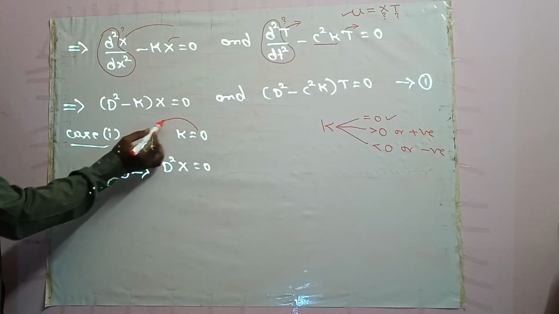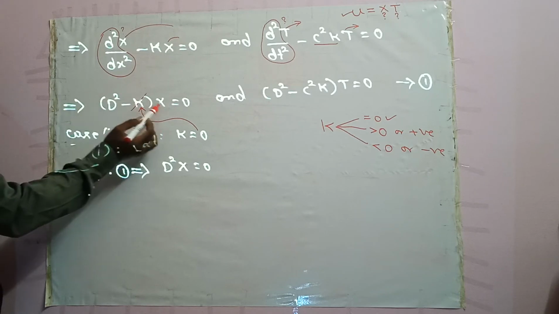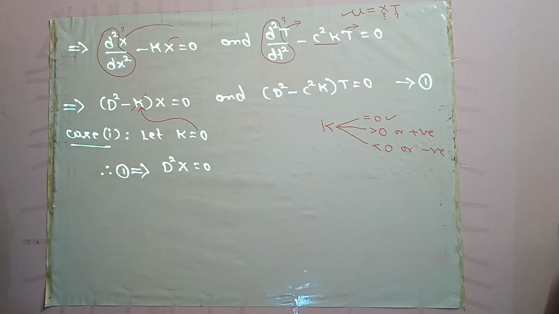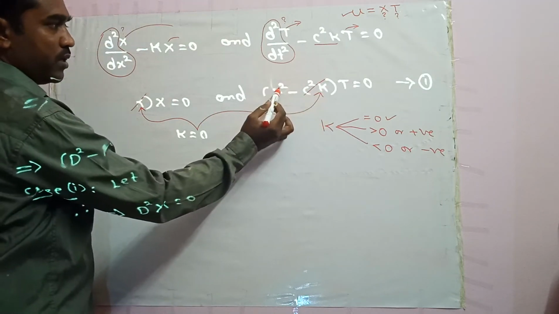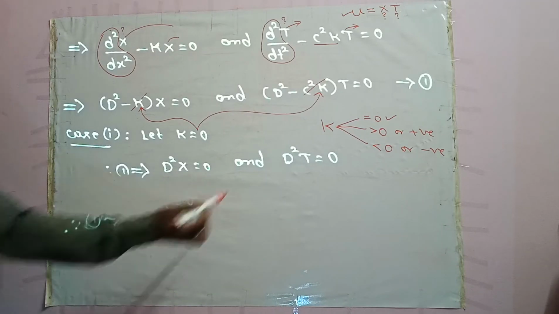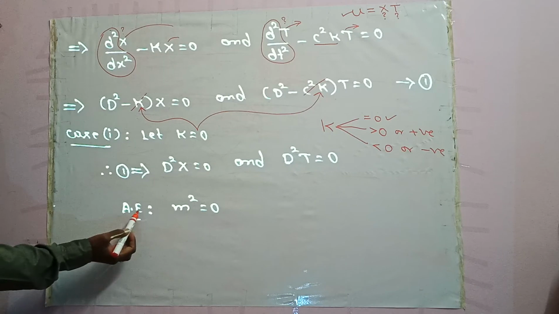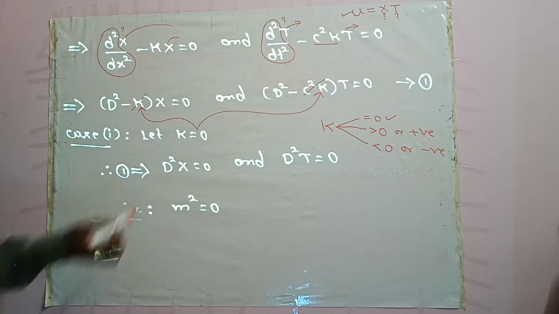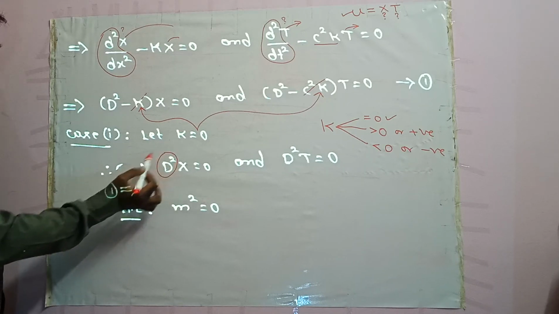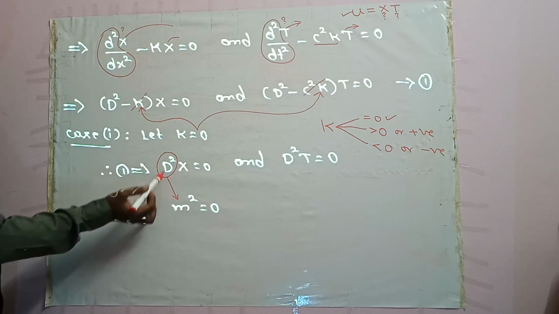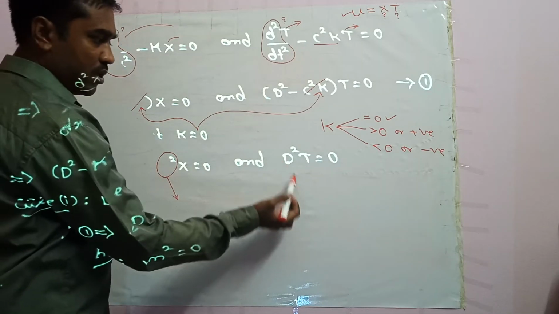If you take k is equal to 0 here, this goes to 0. What remains? D squared X is equal to 0. If you take k is equal to 0 here, this goes to 0. What you get? D squared T is equal to 0. Now we write the auxiliary equation for this to find the solution in this case. We replace capital D by m. You will get m squared is equal to 0 as the auxiliary equation here. Here also we replace.